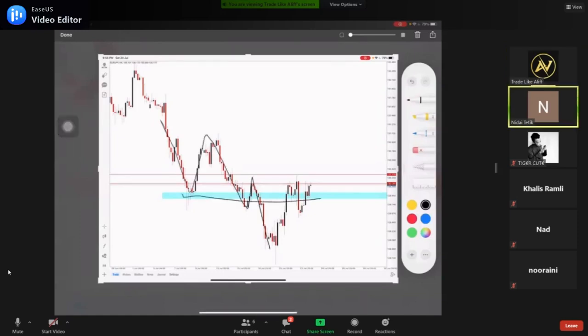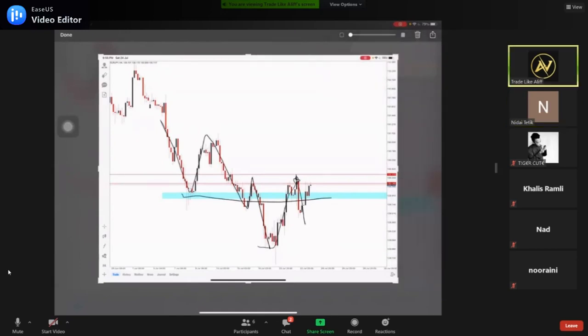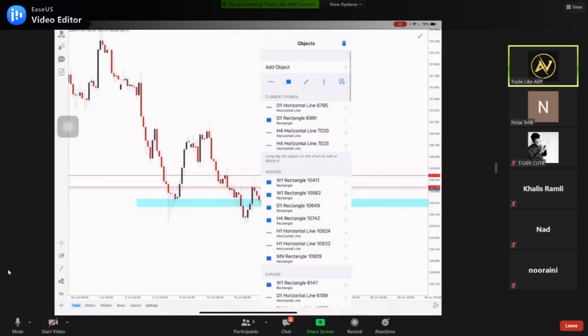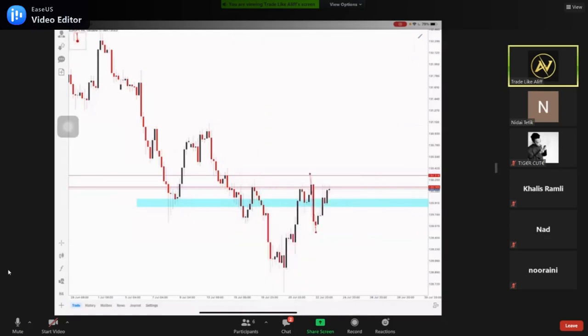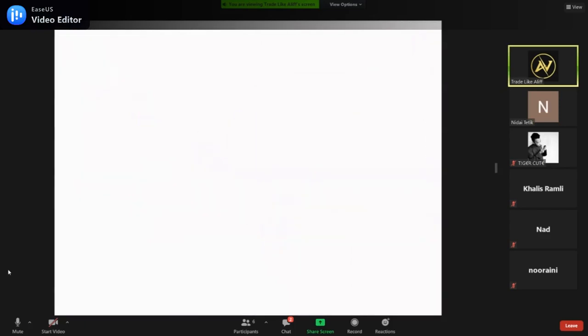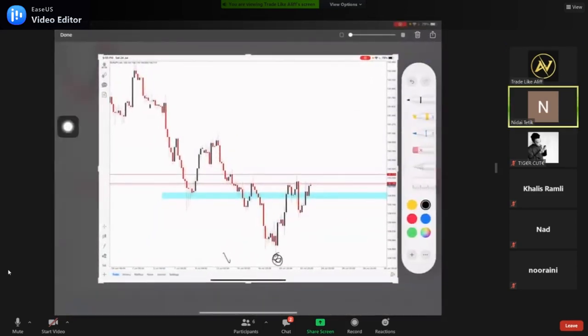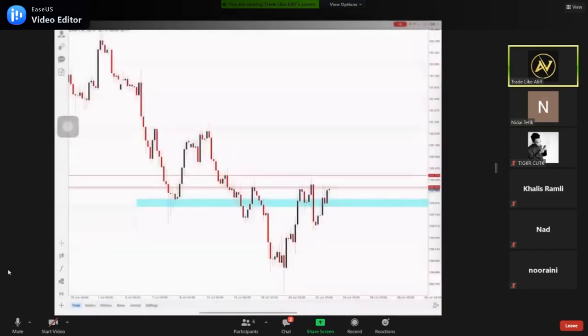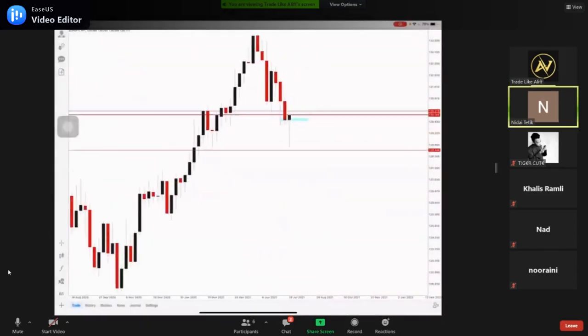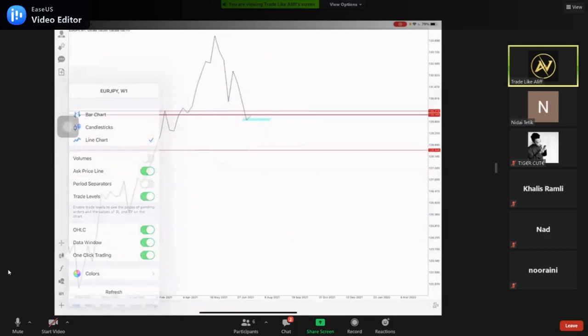Broken out, comes back to the zone, sell. Easy 70 pips, if I'm not mistaken. 70 pips, 80 pips. Easy. So now, but we have to understand, this is weekly. So we must exit here, my friend.